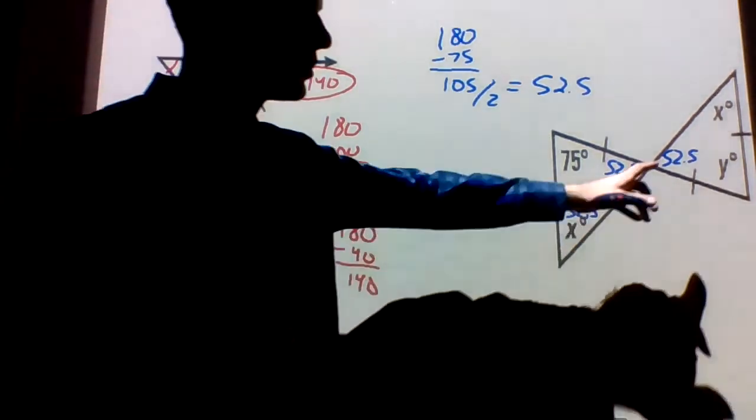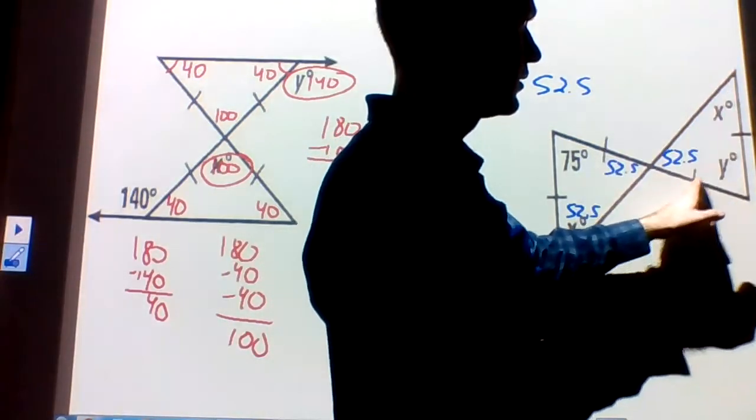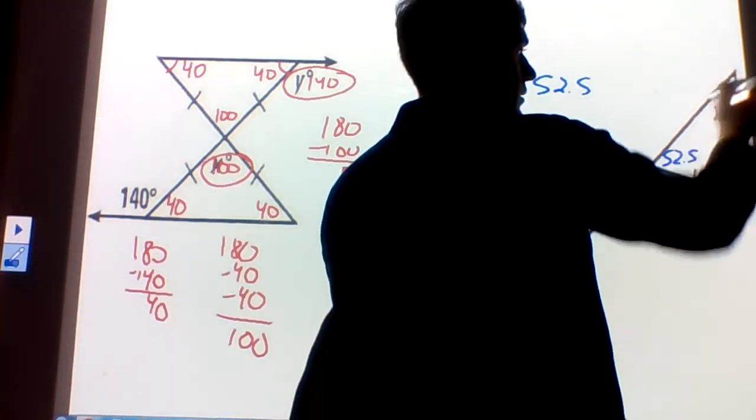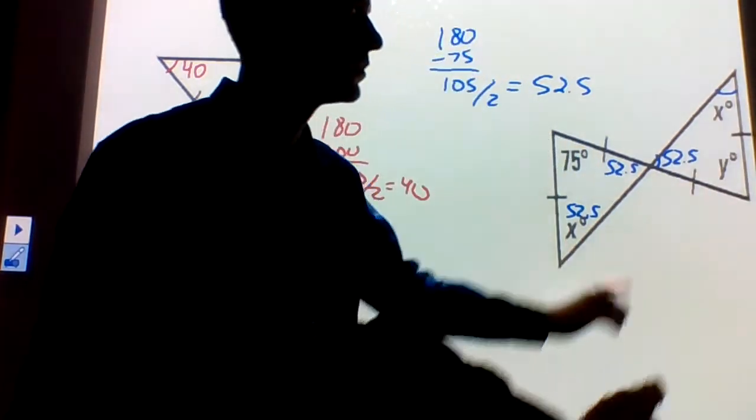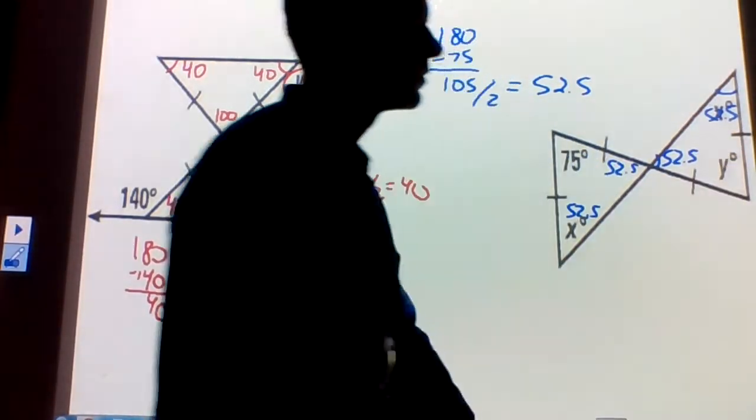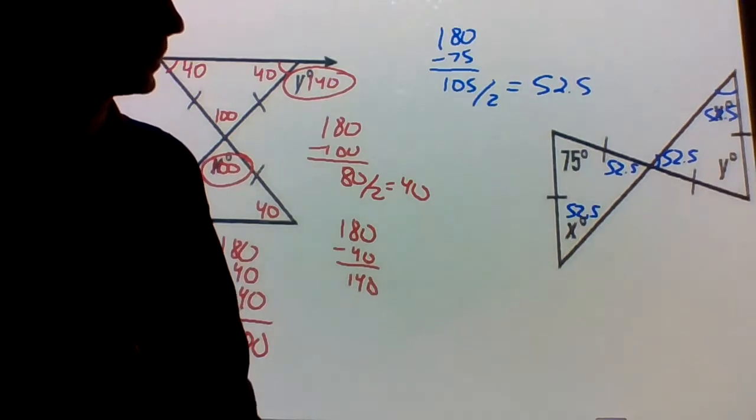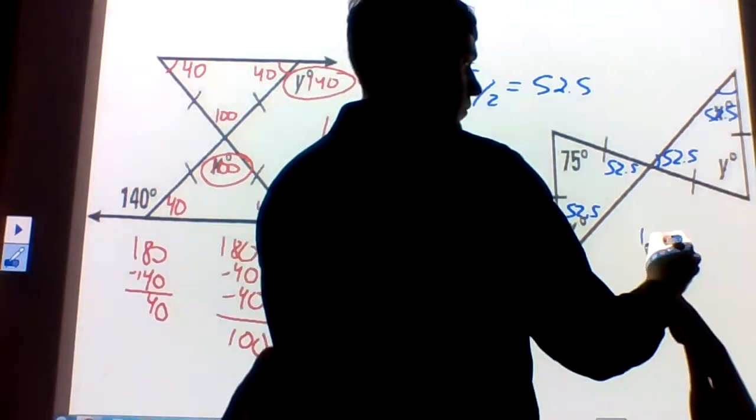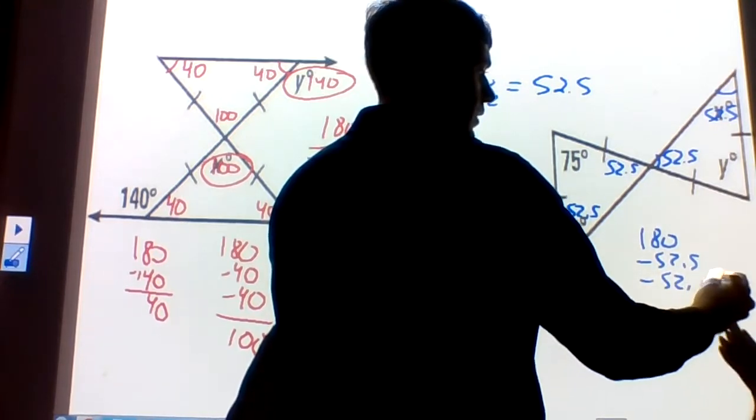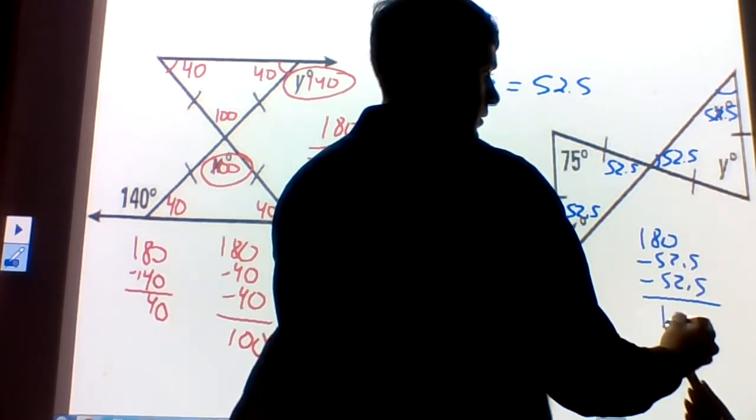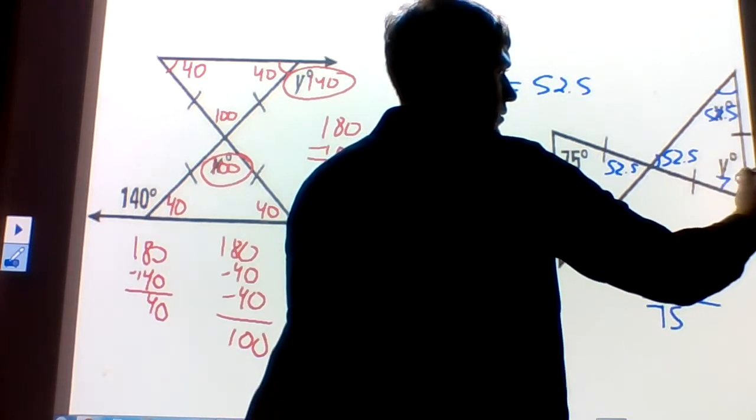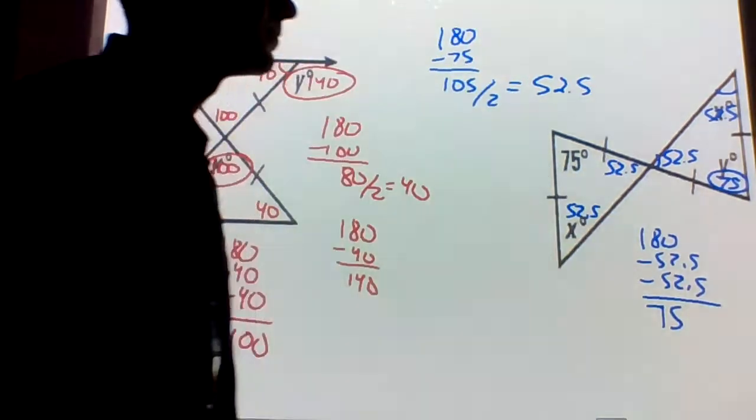We have an isosceles triangle. Here are your congruent sides. The two opposite angles are the base angles. That's these two angles. So x up here is going to also be 52.5. Okay. And then 180 minus 52.5 minus 52.5 is going to be 75. It's going to turn out that these triangles are congruent.